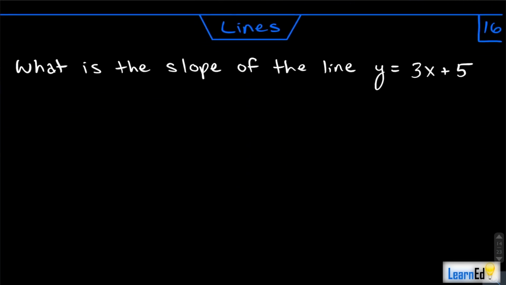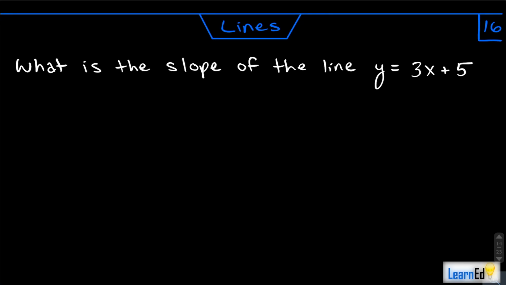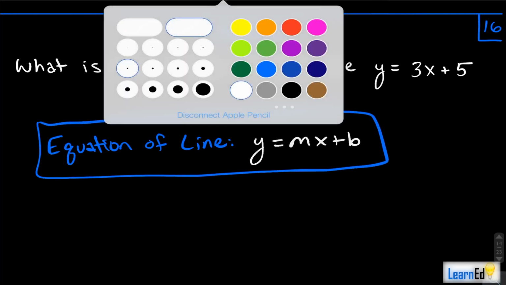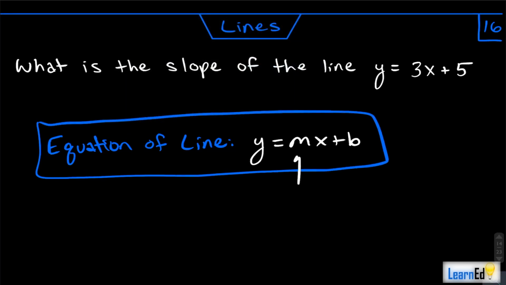All right, so moving on to our next problem, we're going to be talking now about lines. Problem 16 is saying, what is the slope of the line y equals 3x plus 5? So to understand this problem, you need to know that the equation for a line is y equals mx plus b. Now, what is m and what is b? Well, m is the slope, right? And b is the y-intercept.